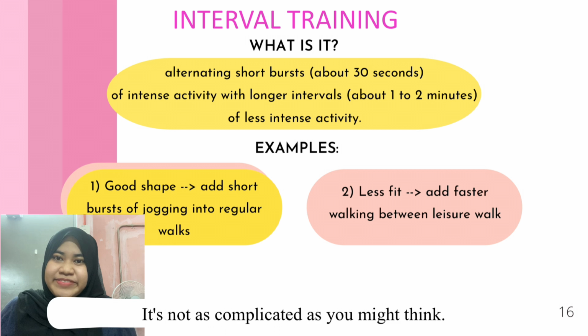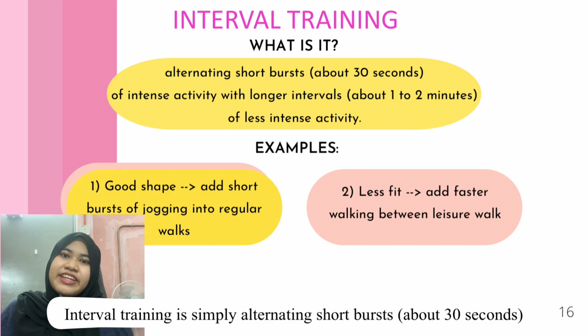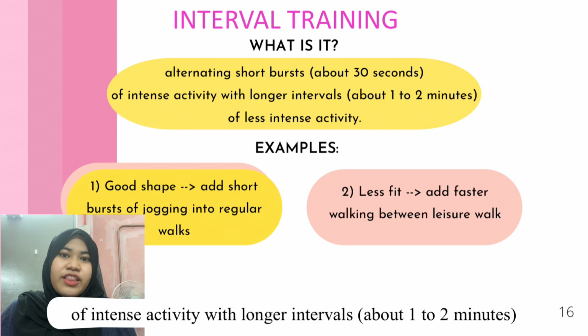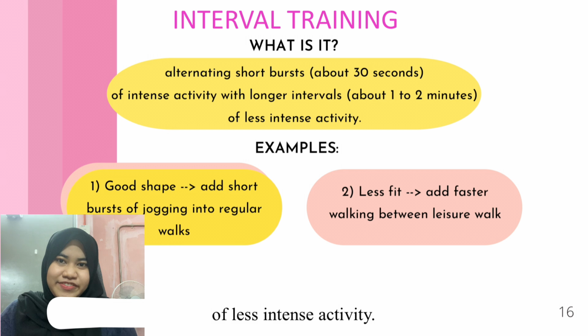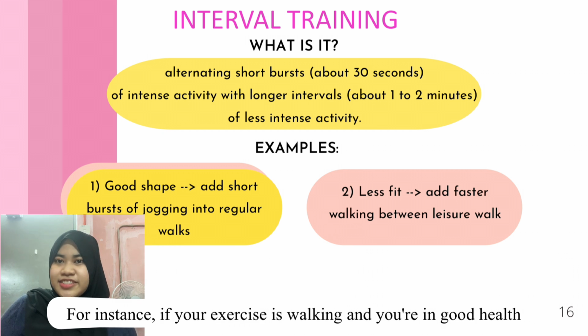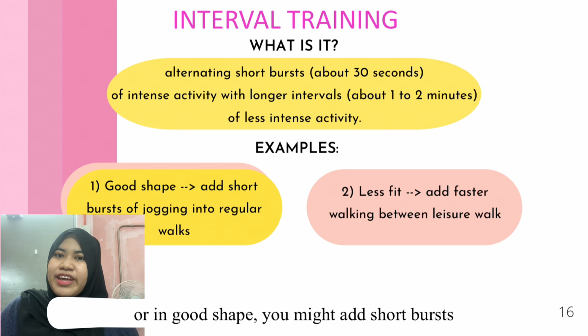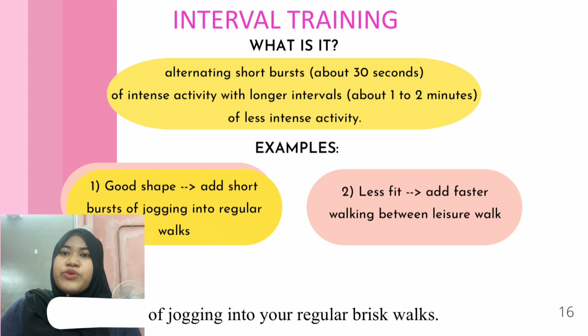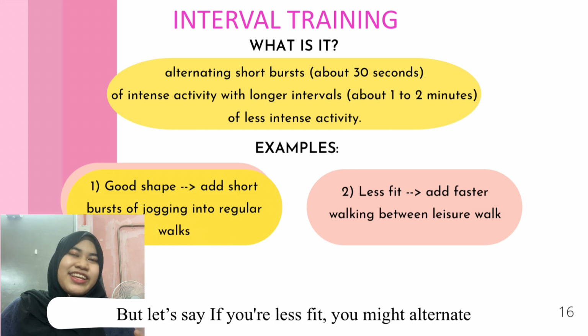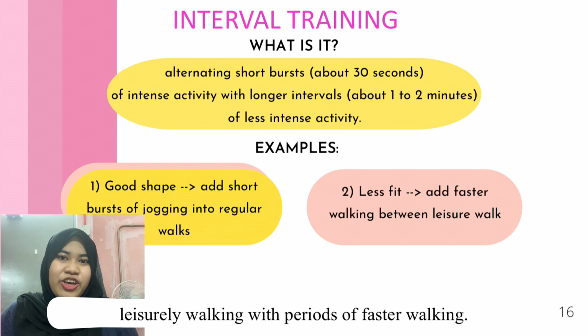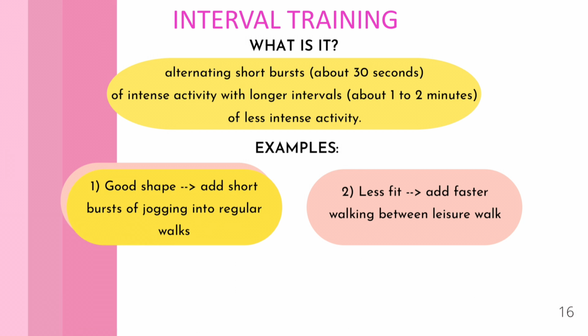What is interval training? It is not as complicated as you might think. Interval training is simply alternating short bursts, about 30 seconds, of intense activity with longer intervals, about 1 to 2 minutes, of less intense activity. For instance, if your exercise is walking and you're in good shape, you might add short bursts of jogging into your regular brisk walks. But if you are less fit, you might alternate leisurely walking with periods of faster walking.